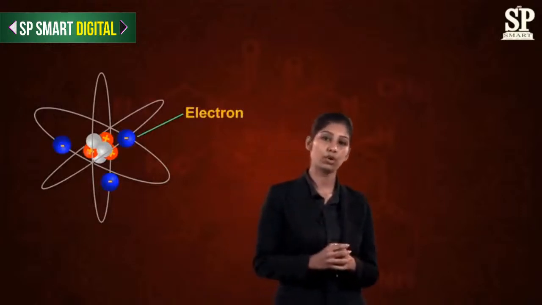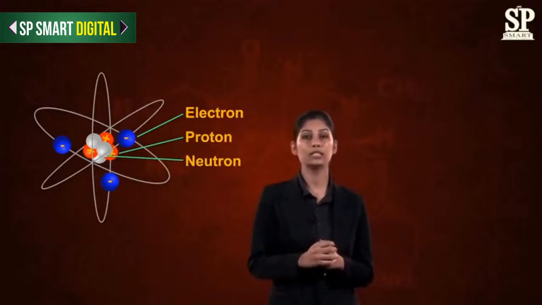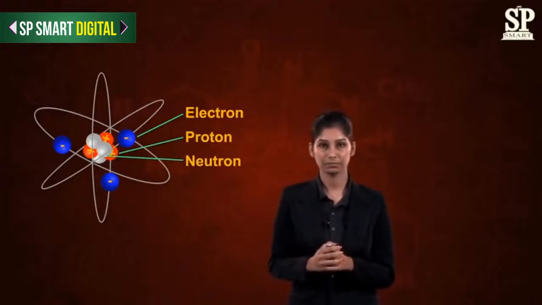Let's now discuss the structure of the atom. Look at this illustration, which is showing you the structure of an atom. An atom is mainly made up of three subatomic particles called electron, proton, and neutron. These particles are called the fundamental particles of matter.